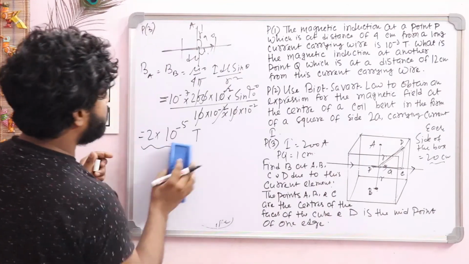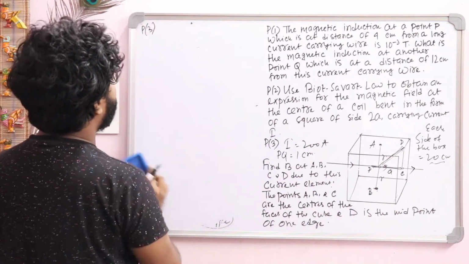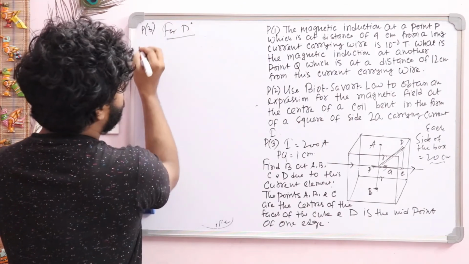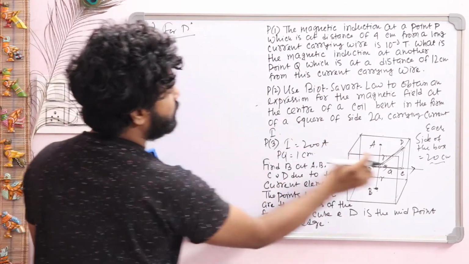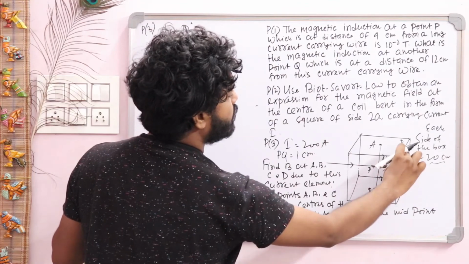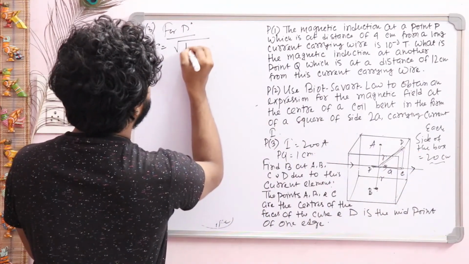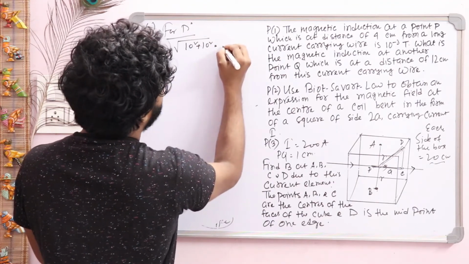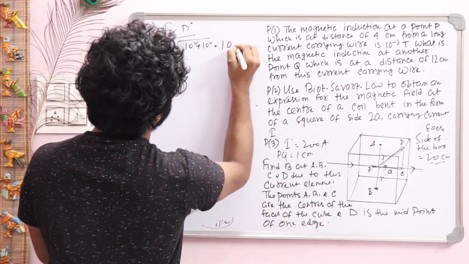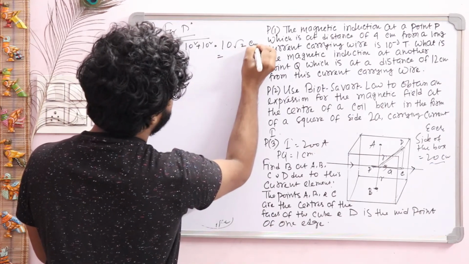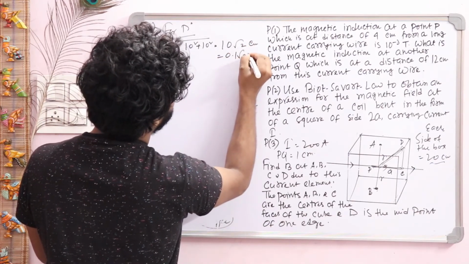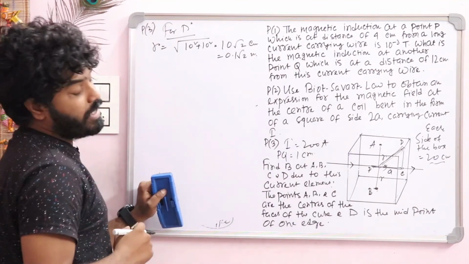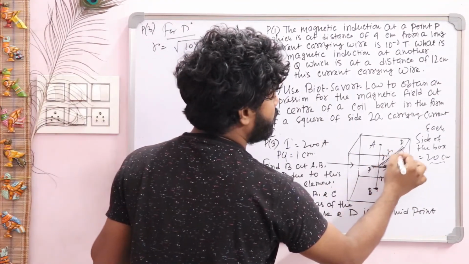So for D point, you write the value of R, that is distance, this one and this one, so root of 10 square plus 10 square, so this one will be 10 root 2, or you can write this one centimeter, so this is 0.1 into root 2 meter. Yes, 0.1 into root 2 meter. So this is the value of R, this value.